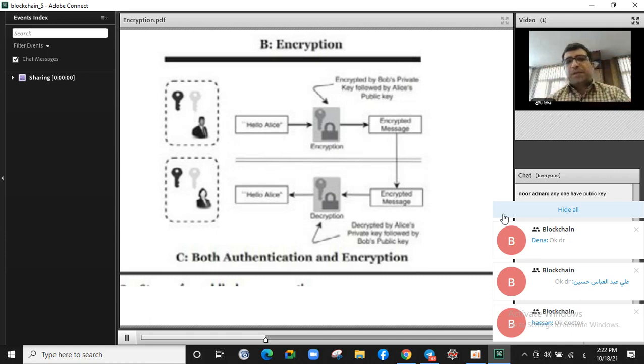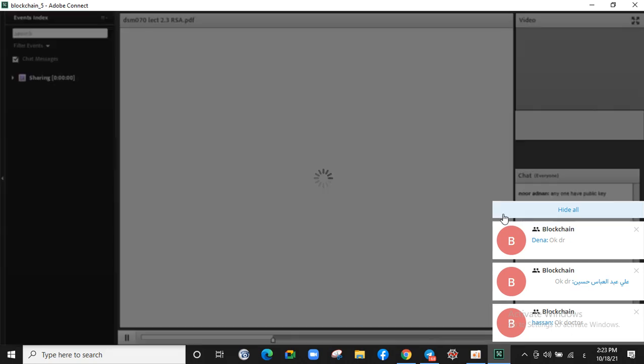So this application provides both authentication and encryption. And this is asymmetric cryptography. There are different asymmetric algorithms. The two most famous are RSA and elliptic curve. Most of the cryptocurrencies use elliptic curve. However, in this chapter, we are talking about both RSA and elliptic curve. So let's start with the RSA algorithm.